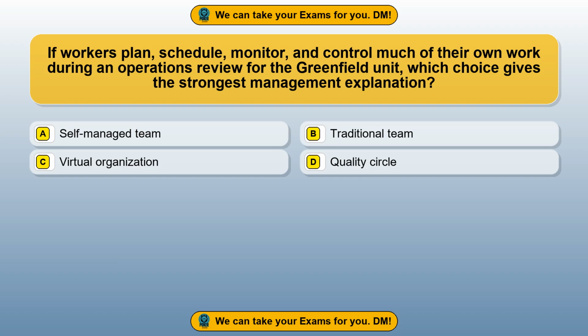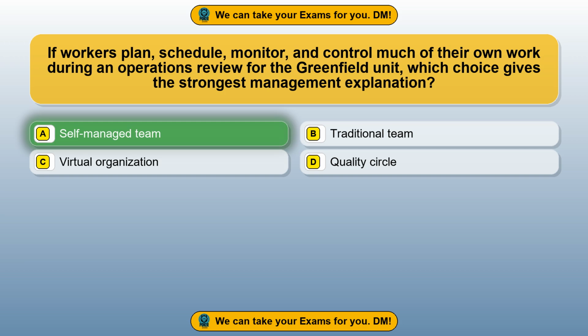Question 89. If workers plan, schedule, monitor, and control much of their own work during an operations review for the Greenfield unit, which choice gives the strongest management explanation? Option A, self-managed team. Option B, traditional team. Option C, virtual organization. Option D, quality circle. The correct answer is option A, self-managed team.